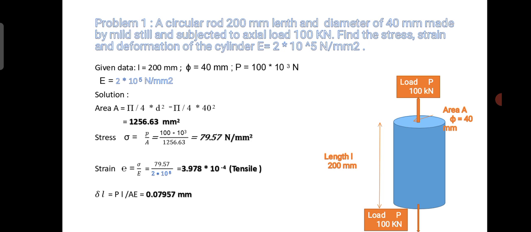Now there is a simple problem. Reading the problem, we have a circular rod of length 200 and diameter 40, made of mild steel and subjected to an axial load of 100 kilonewton. There is a spelling mistake in length, so just ignore it.